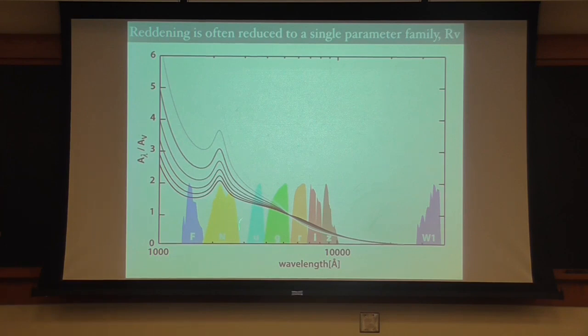So the steepness of this curve tells you something about how the grains work. It could be that the flatter curve here represents larger grains. And as you get to smaller grains, you get much more steepening from scattering.